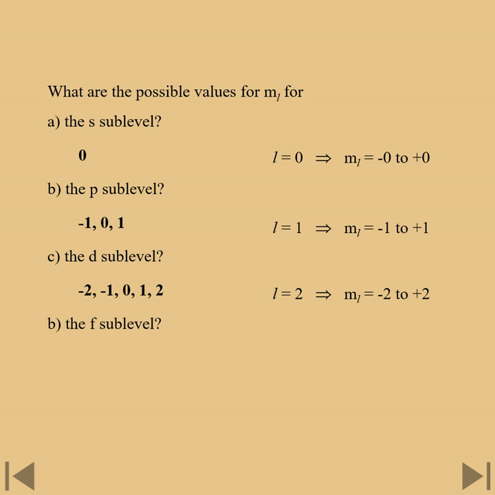And for the f subshell, L is equal to 3. So negative 3 through 0 out to positive 3. And here are the 7 quantum numbers representing the 7 orbitals for the f subshell.